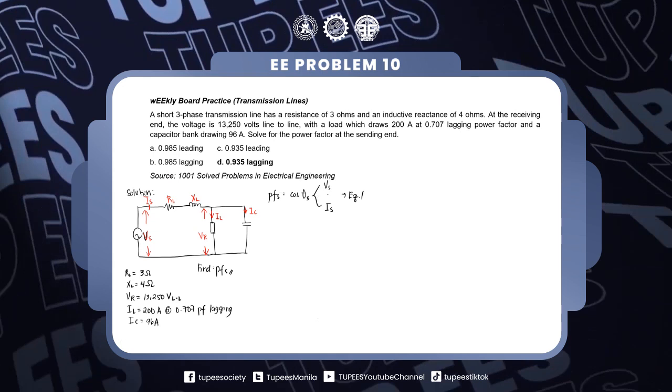So, the problem is we do not have VS and IS. But we can solve those. Let's start with the IS, by KCL. You can see we can apply KCL at this node. Let's say this is junction X or node X. By KCL at node X, we have IS equal to IL plus IC.